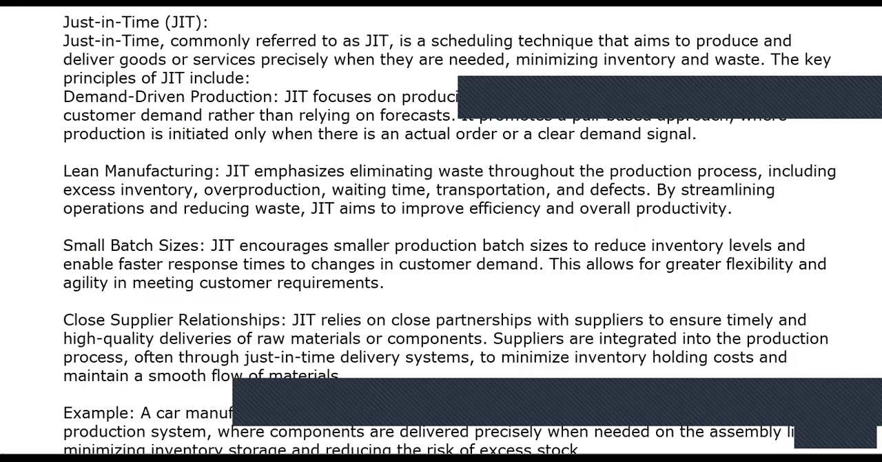A good example in this context would be a car manufacturing company that adopts a JIT model, with a synchronized production system where components are delivered precisely when they are needed on the assembly line, minimizing inventory storage and reducing the risk of excess stock. We also have another model which is called MRP.